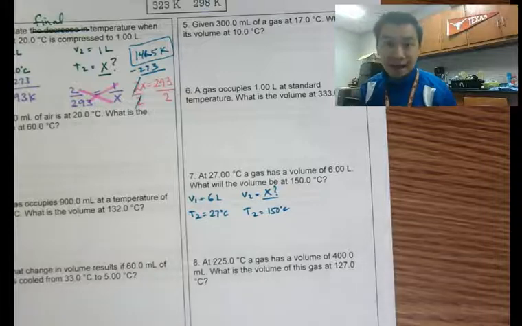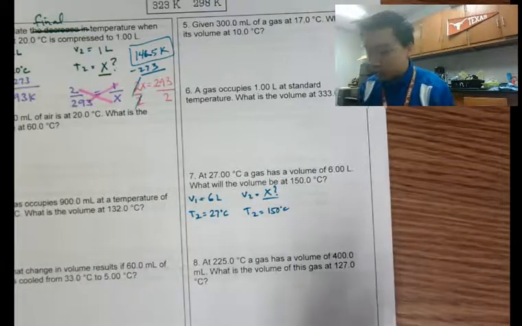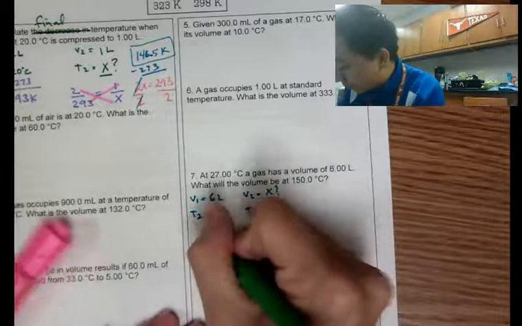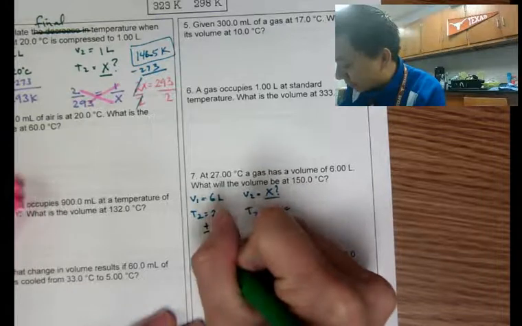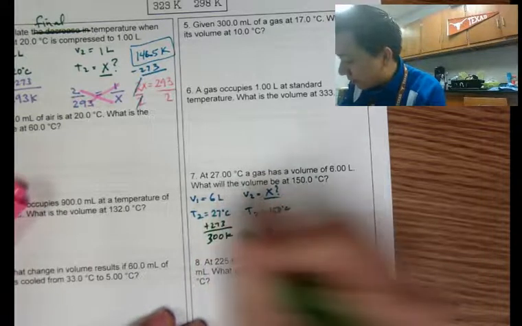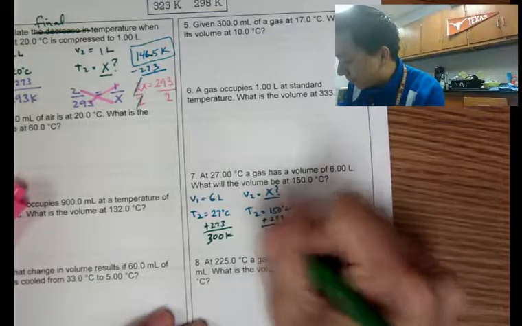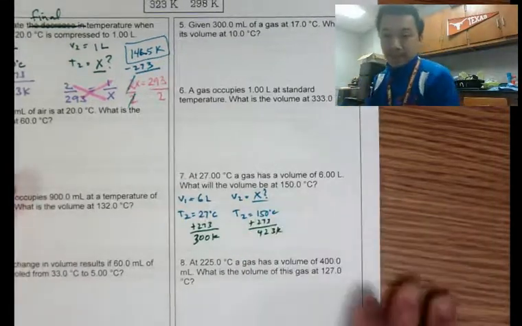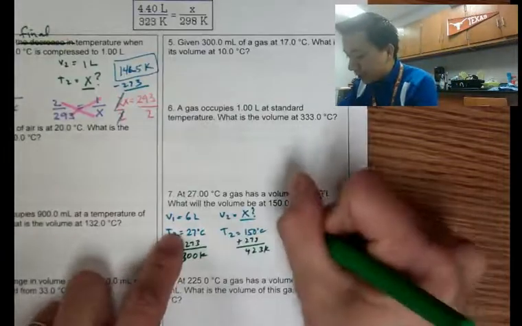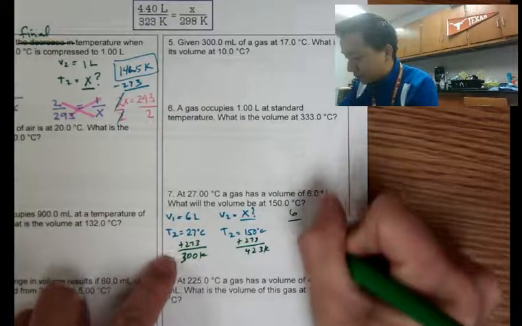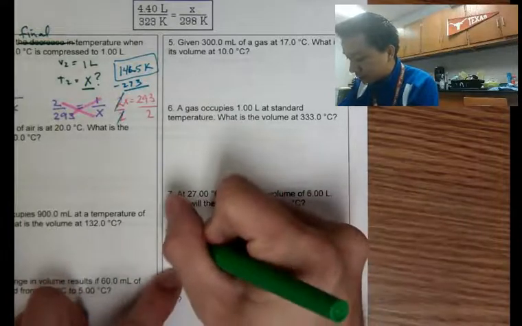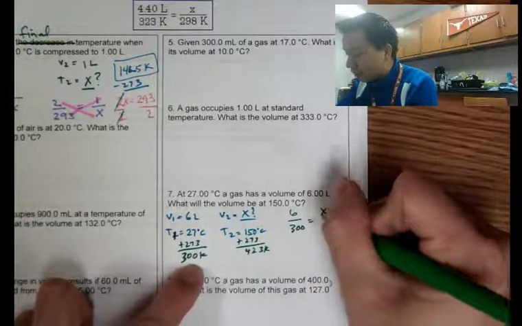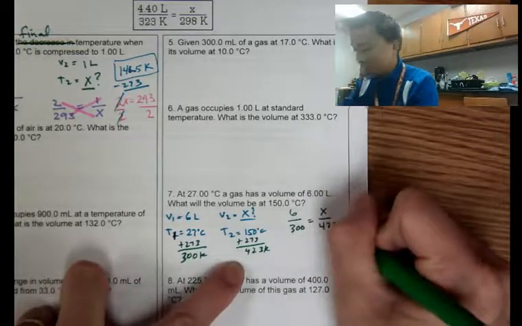Okay, what needs to happen? We need to change them both to Kelvin. We need to add 273 to both of them. 27 plus 273, that's nicely 300 Kelvin. Add 273 here, 423 Kelvin. Alright, so now I plug into my equation. V1, which is on top, 6, over T1, which is, oh, this is 1. I don't know why I put 2 there. T1, which is 300, equals V2, which is X over T2, which is 423.